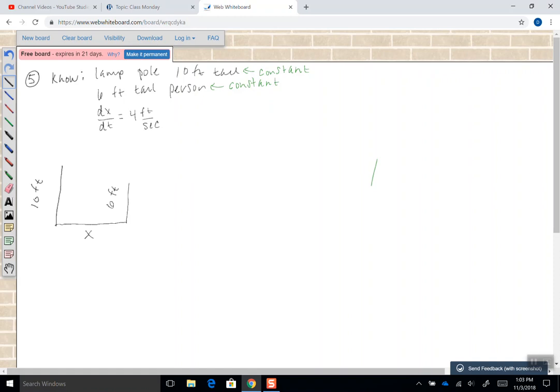Let's move on to the third sentence, which asks, how fast is the tip of the shadow moving along when the person is 10 feet away? Okay, so now I need to think about what I want. Okay, and this is a little bit more complex. So if we're thinking about this question, this is our lamp pole right here. Imagine we have some light kind of shining down from this lamp pole. So the light's shining down.